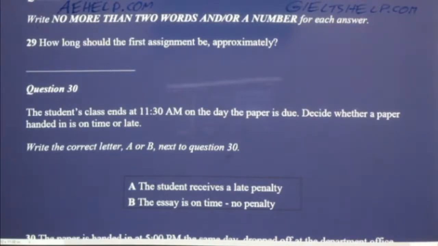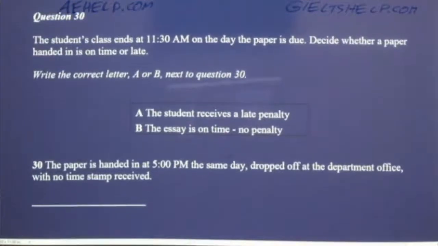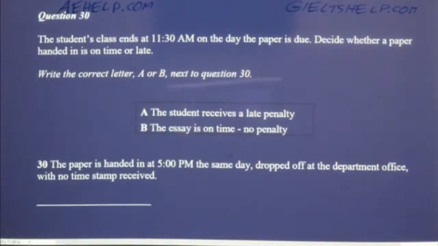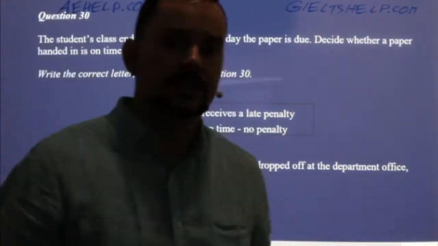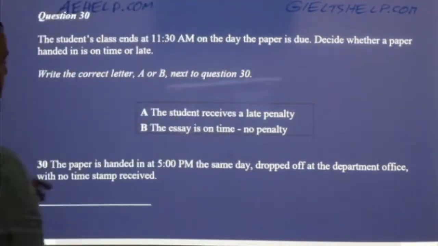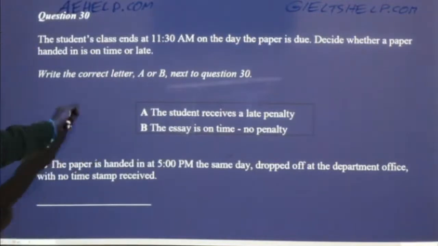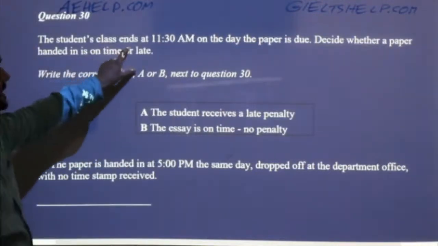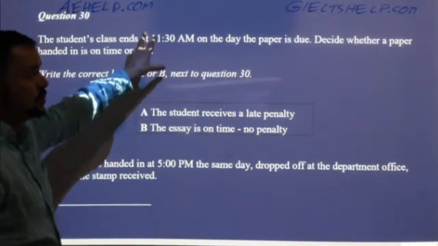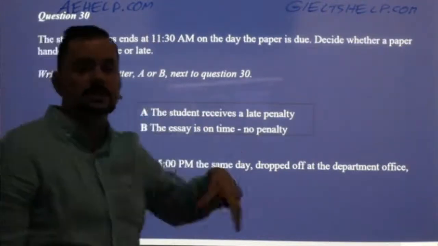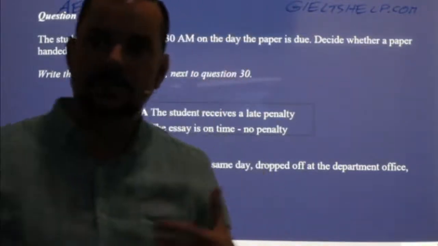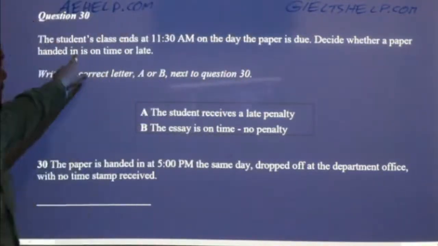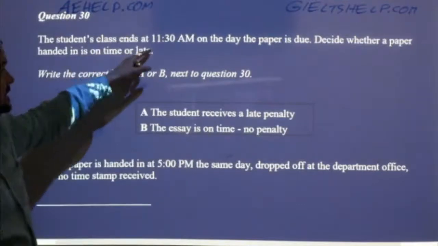Okay, number 30 is an inference type question. That means you have to listen to what they're saying, understand it clearly, and based on the information that they say, you have to figure out what the correct answer is. So the student's class ends at 11:30, and this is why it's the last question, because students usually answer this question going into that 30-second review time. So here you have to imagine that the student's class ends at 11:30 a.m.